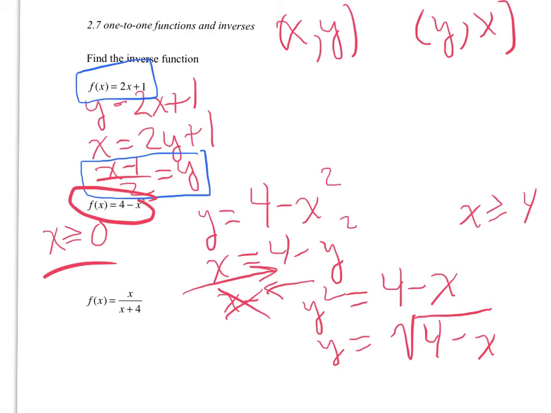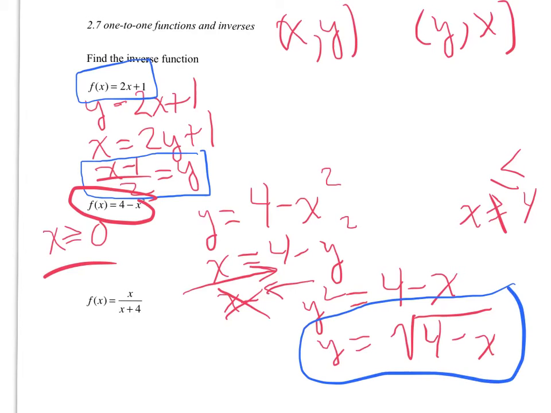x has to be less than or equal to 4 in order for the 4 minus x to be positive. So x has to be between 0 and 4. At any rate, this is the inverse function: the square root of 4 minus x.